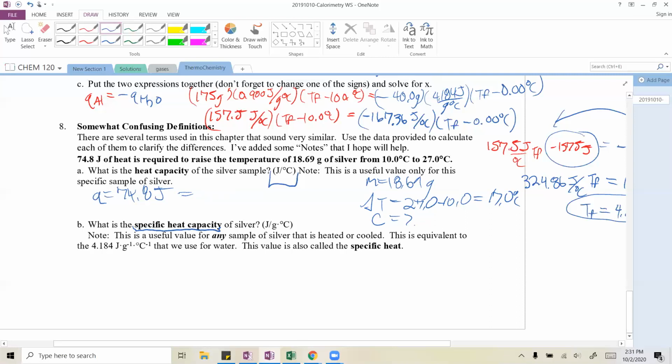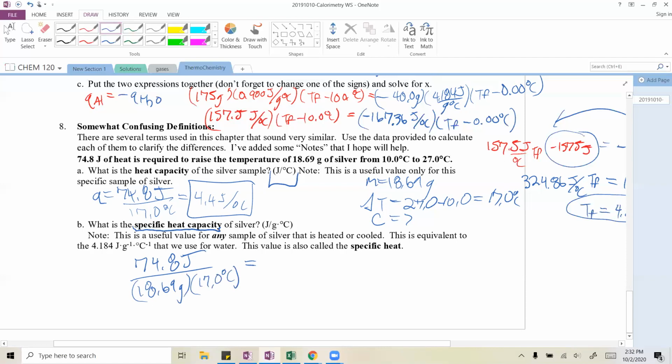When we're looking for this, we can try to determine its heat capacity, and we just need that in joules per degree Celsius. So instead of plugging into Q equals mCΔT, because that C in mCΔT is actually a specific heat capacity, we just need to take those joules and divide by our 17.0 degrees Celsius, and we'll have the heat capacity for that specific sample of silver. On the other hand, if we want the specific heat capacity, now we need to take that heat and divide it by its mass, 18.69 grams, and its temperature change, 17.0.